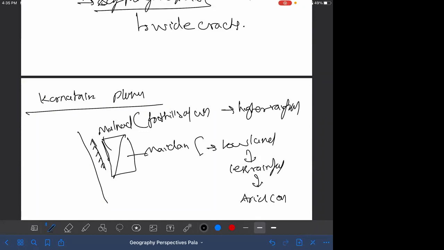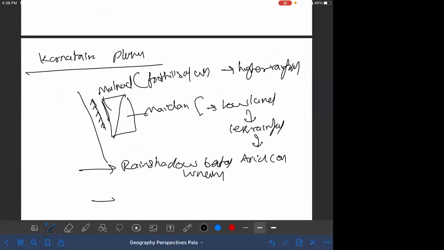So there are two types of parts with respect to the Karnataka Plateau, and mostly these are all in the rain shadow belt of Western Ghats. And these are again crystalline rocks, because one more thing about Karnataka Plateau is that it is formed by the cratons, the Dharwad Craton. So these are crystalline in nature.